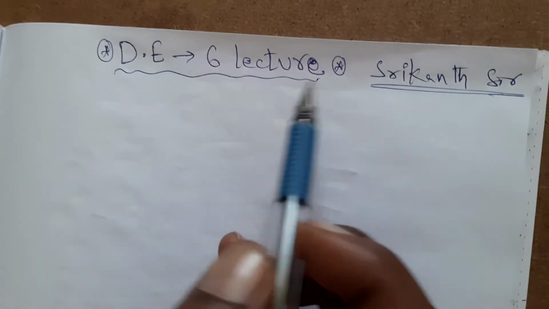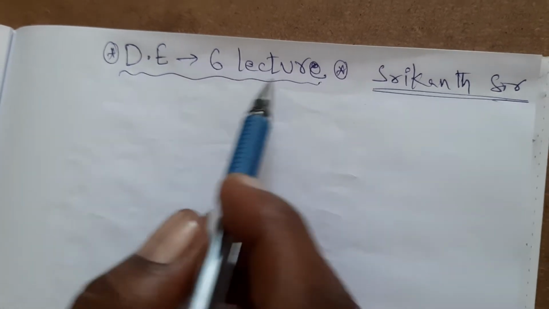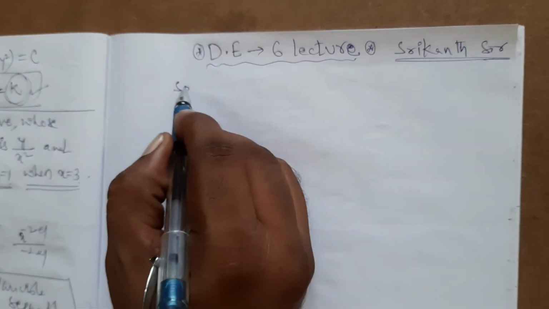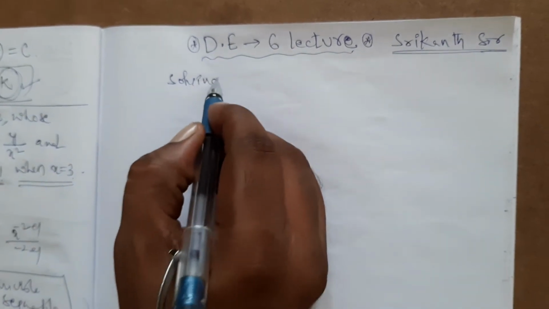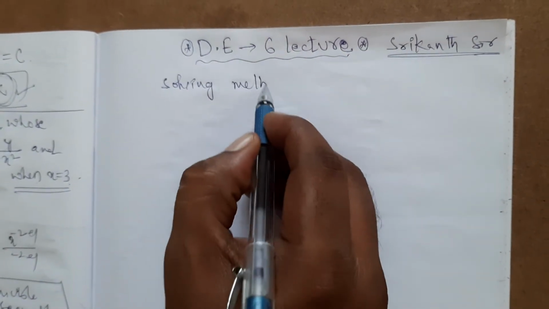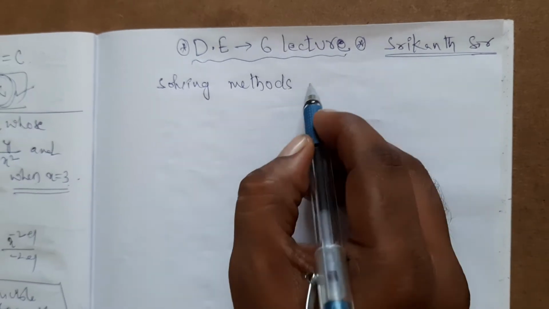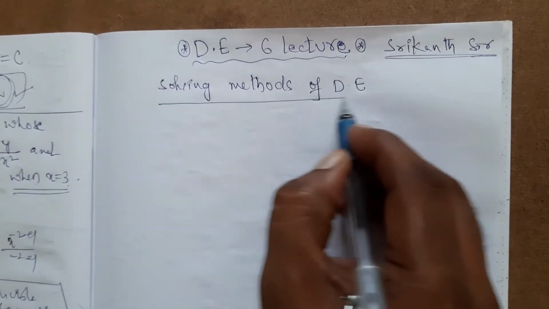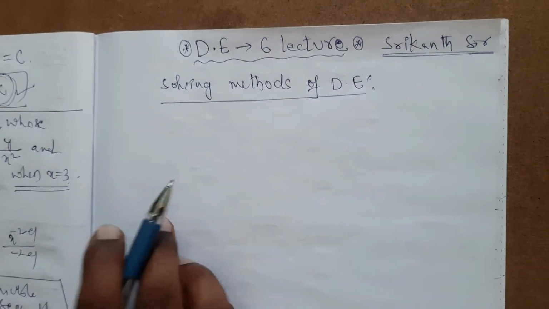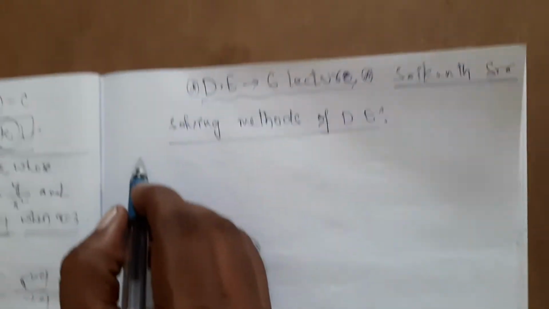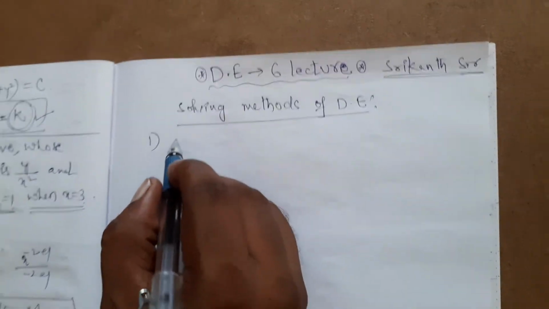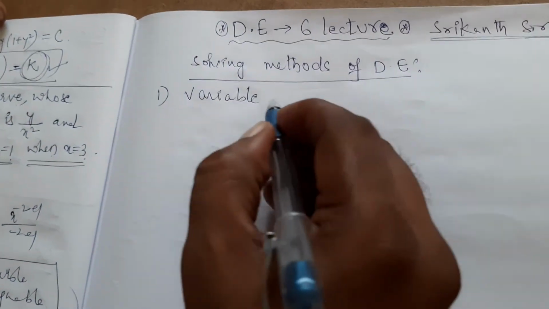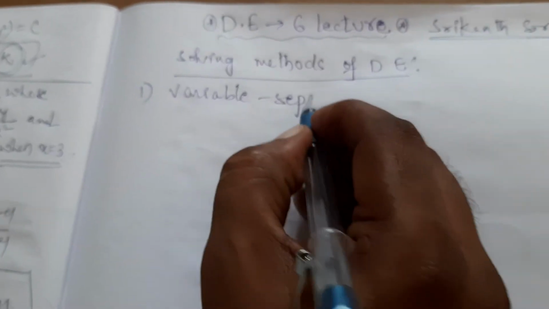Differential equations, sixth lecture. In the fifth lecture, we discussed the solving methods of differential equations. At present we are doing solving methods of differential equations. In these solving methods, the first one, the variable separable method, is completed.